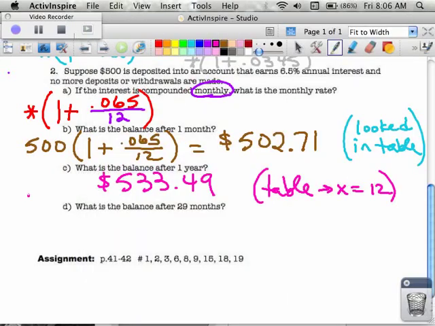Is that only if you don't want to scroll down? Right. So you can do it either way. The issue is if you're doing it the scroll down way, what if I said 10 years later? What number would you have to look at? 120. So you can scroll down to 120 if you want, or you can just type in the 120. Up to you.